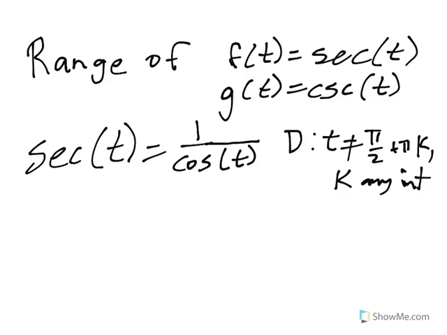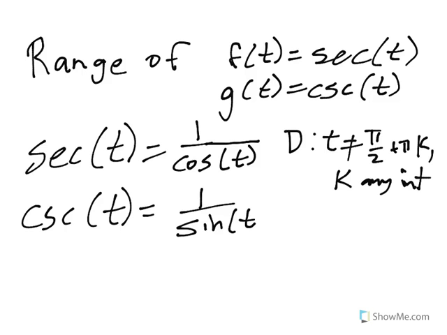Similarly, since cosecant of t is 1 over sine t, the domain is any value for t that does not make sine equal to 0, and sine t is 0 at any integer multiple of pi. So t cannot be an integer multiple of pi.